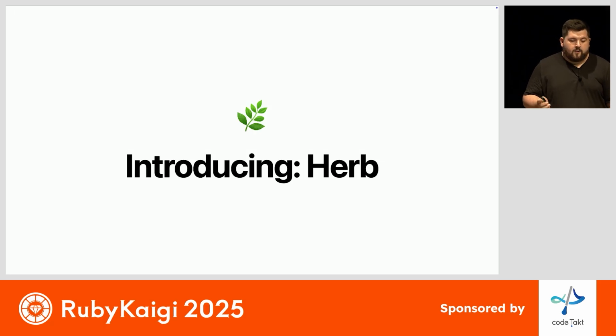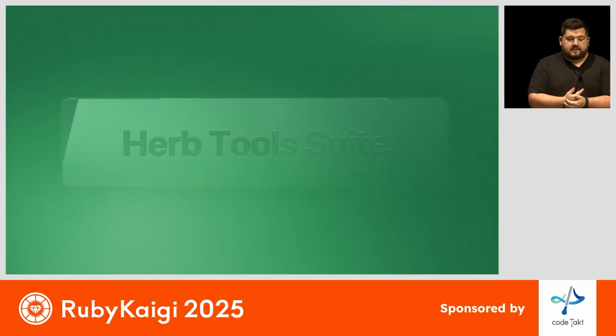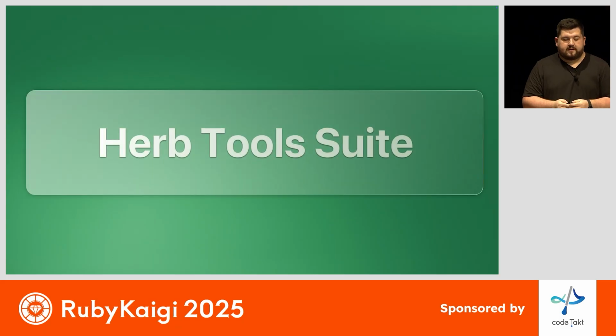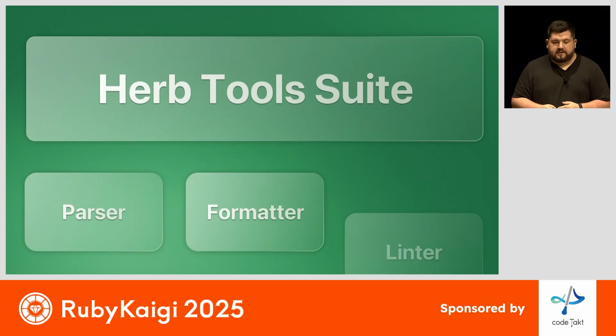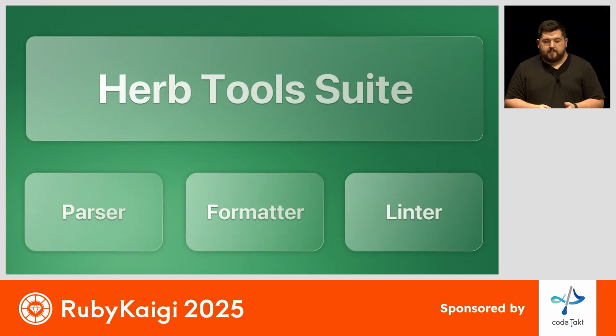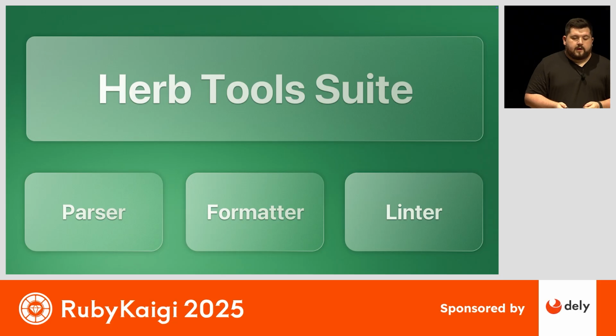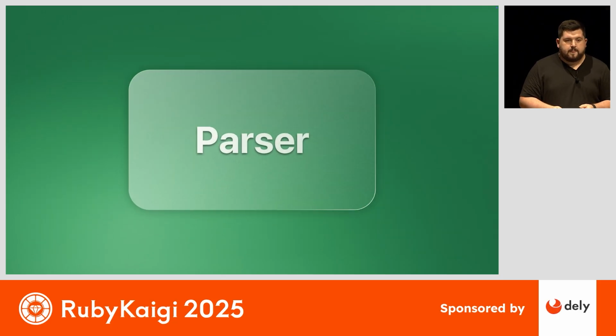So what is HERB? HERB is a set of tools that is designed to make it more productive to work in HTML and ERB files. As of right now, it consists of 3 pieces: a parser, a formatter, and a linter. And we're going to take a look at the parser first.